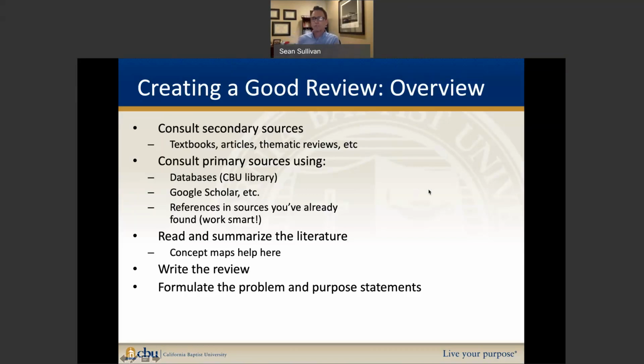Once you gather those sources and you start reading them over and over again, then it's time to start summarizing this research. And this is where visual images can help you get a grasp of main themes that you're reading and main directions that you might head for your own research. So we'll talk about how to do a concept map here, and then you actually write it up and start the writing process. And obviously remember, again, the whole purpose of a literature review is not just to show all that's been said, but to formulate a problem and a purpose statement for your actual research.